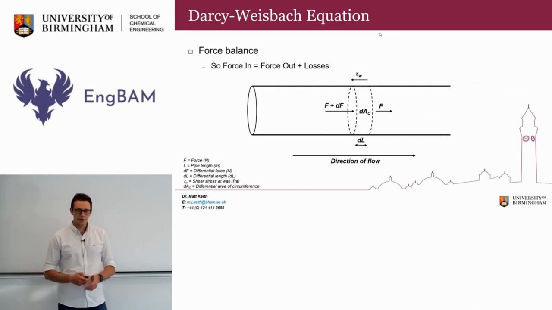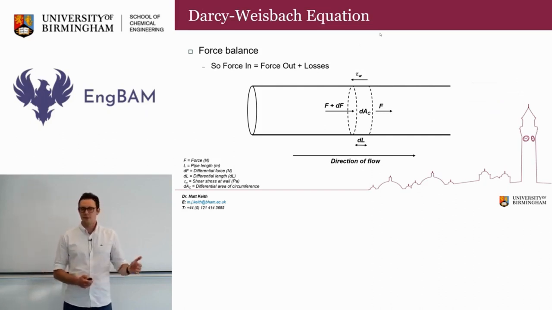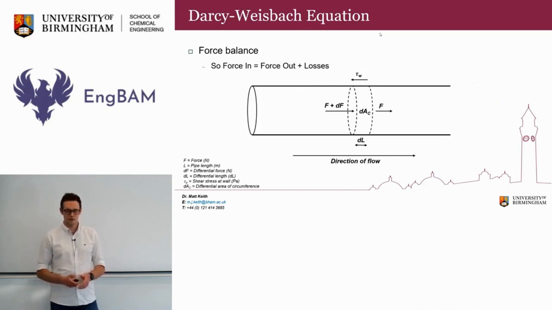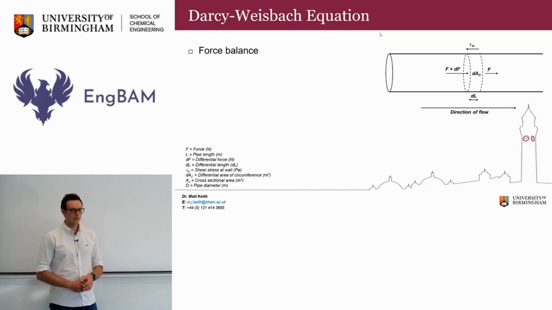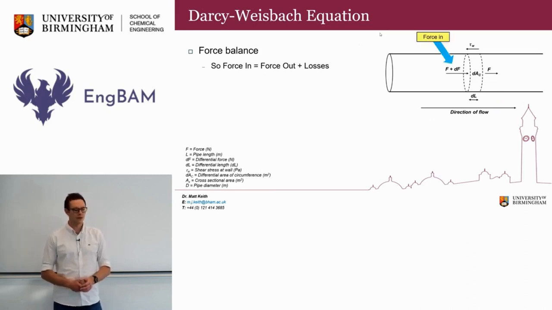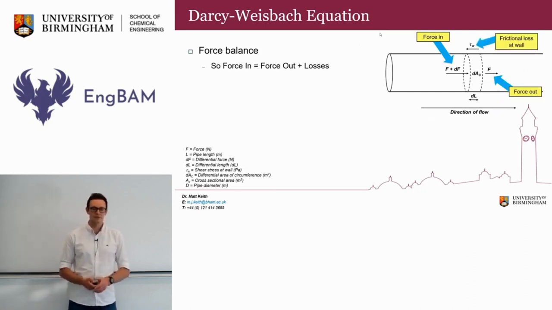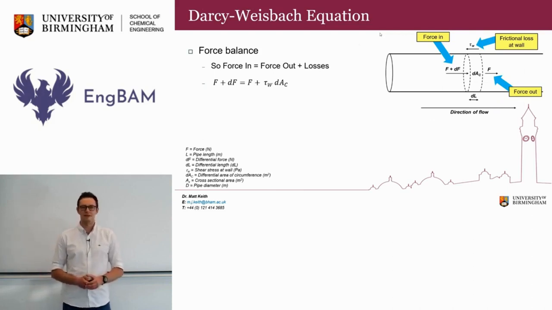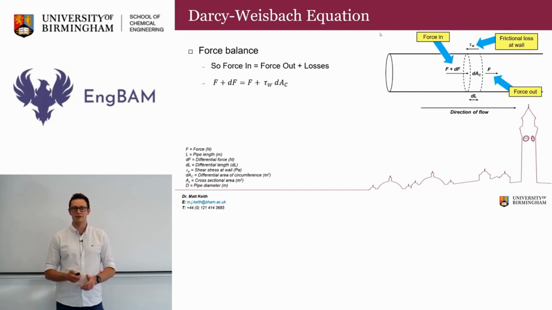So if we look at our force balance, we know that all forces must balance, so we can say the force going into our cross-sectional area is equal to our force coming out plus any losses. So, force in equals force out plus losses. Our force in is F plus dF. Our force coming out is just F. And our losses is this tau W, and that acts over our differential area, which we call dAc. So we can write that up mathematically as F plus dF equals F plus tau W times dAc.